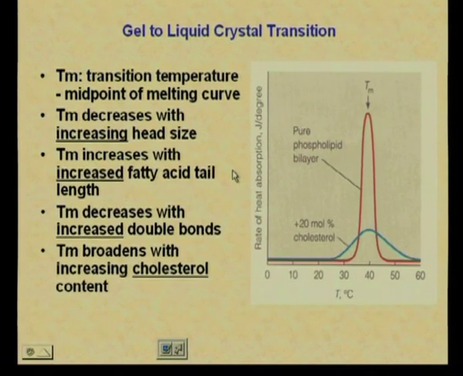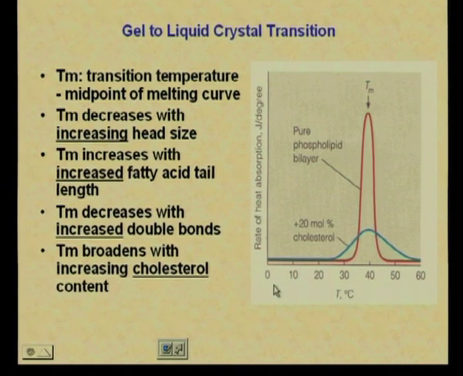Now, we speak of the gel to liquid crystal transition. What does the gel mean? The complete crystal form where all the hydrocarbon tails are perfectly oriented. We have what is called a transition temperature. What is this transition temperature? It is sort of a melting point, a melting curve that we get, and the midpoint of this melting curve is going to be the transition from the perfectly ordered form to a disordered form. Now, we are going to look at the features that are going to result in differences in this transition temperature.